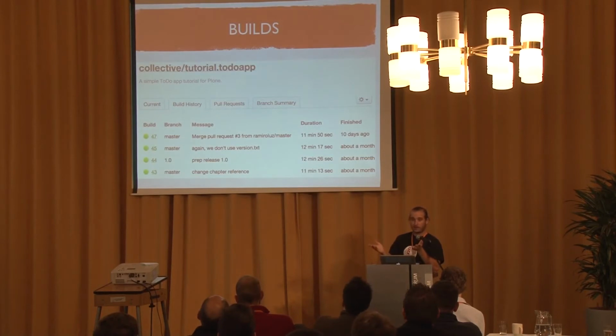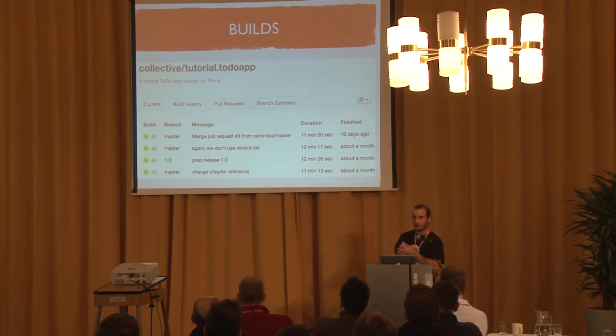So when you go to GitHub, Travis, and select one of the packages, this is the screen you see. This is an example of the collective.tutorial.todoapp. By the way, if somebody has not seen this tutorial, you should definitely go through it. It will show you how to use Dexterity and a simple view to create a very simple to-do application in Plone with the latest best practices. So there are tests in there. The thing is tested on Travis. It's documented, stuff like that. Just check it out and see what the latest best practices are. Back to Travis.